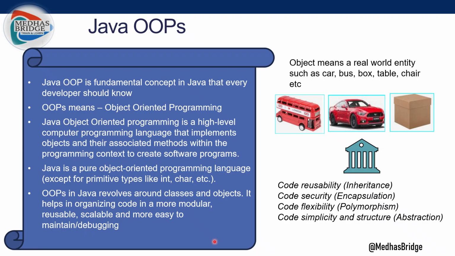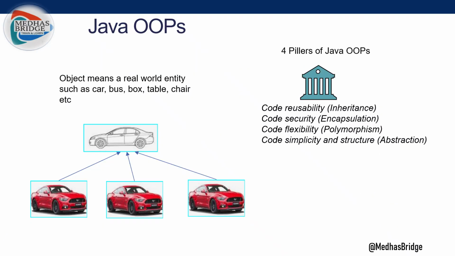Objects are nothing but real world entities such as car, bus, box, table, chair. Java revolves around the objects with which we achieve inheritance, encapsulation, polymorphism, and abstraction. Java objects means real world entities such as car, bus, box, table, chair, etc. We create objects for classes.